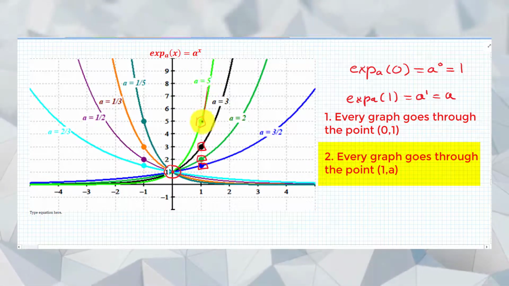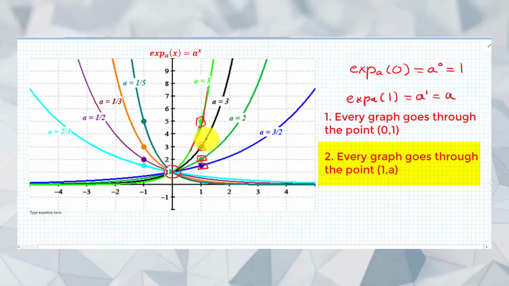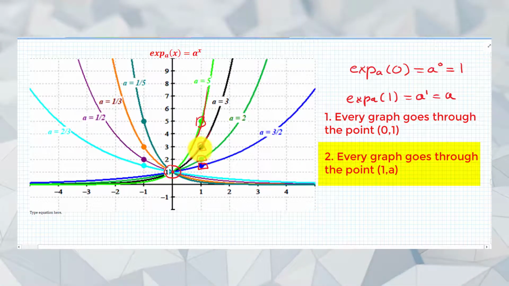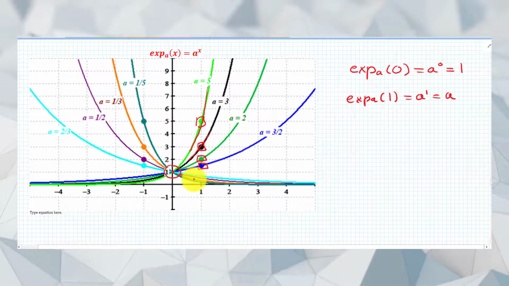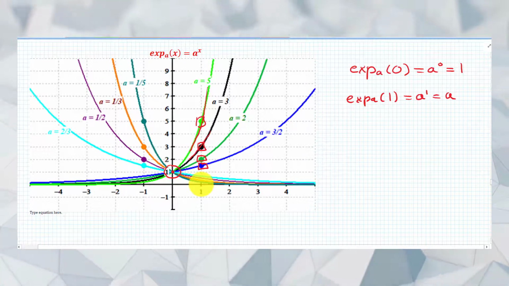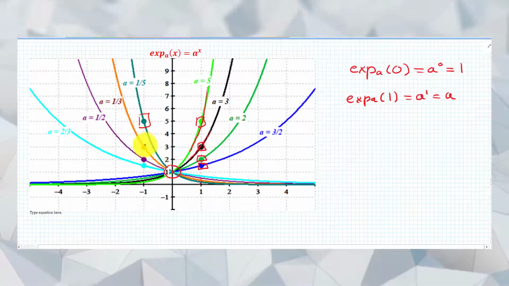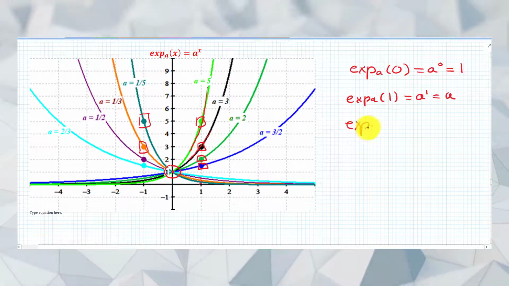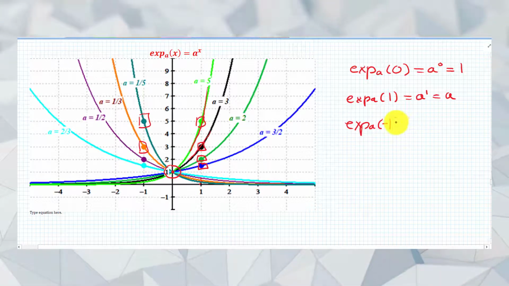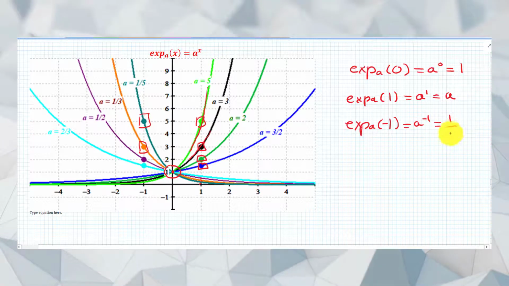This is, for example, exponential base 5, so it goes to the point 1, 5. This is exponential base 3. It goes to the point 1, 3. When the base is smaller than 1, these points are more difficult to graph. It is more interesting when the base is smaller than 1 to take the input equal to -1, because in this case, when the input is -1, a to the -1 is 1 over a.